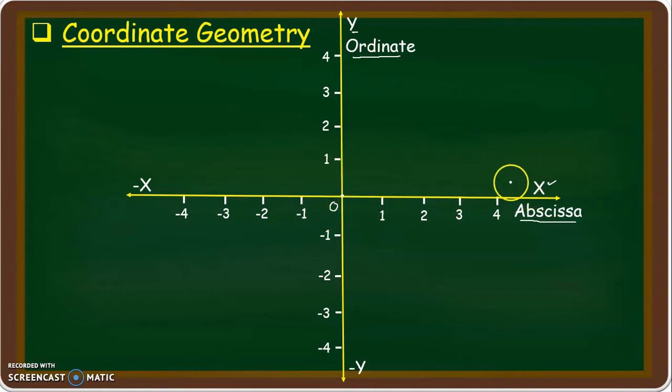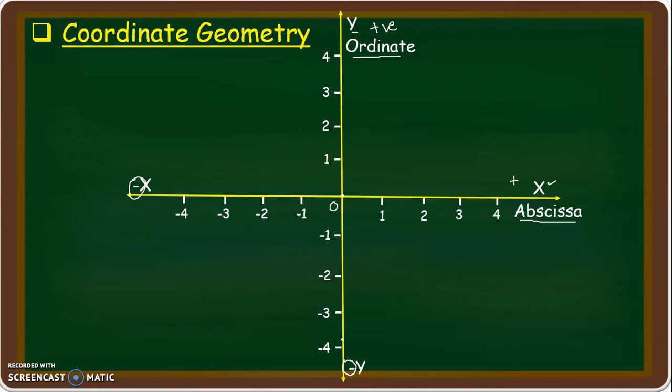The right hand side of the x-axis is positive and the left hand side of the x-axis is negative. In the same way, the upside of the y-axis is the positive y-axis and the downside of the y-axis is the negative y-axis.